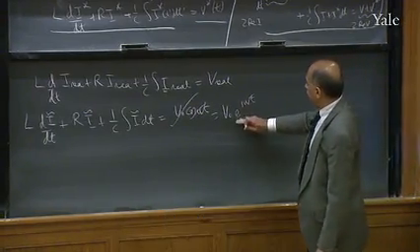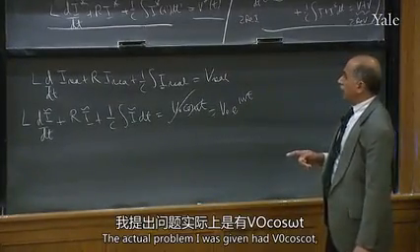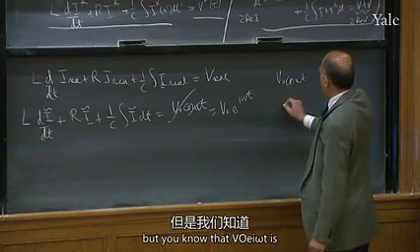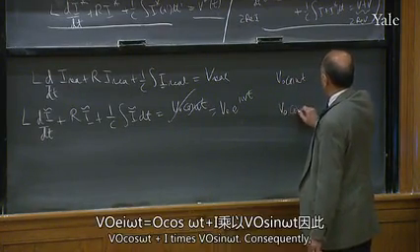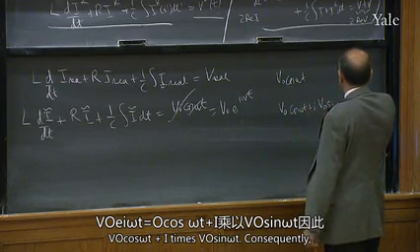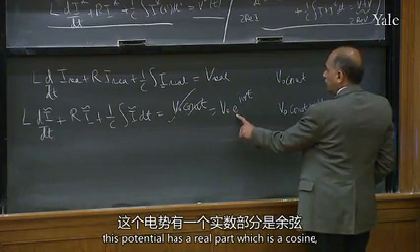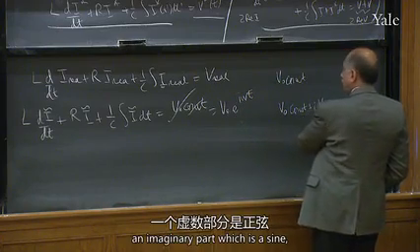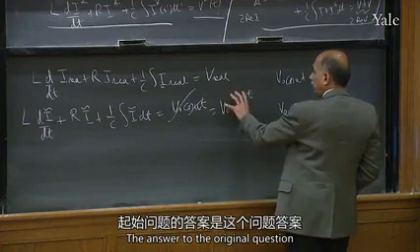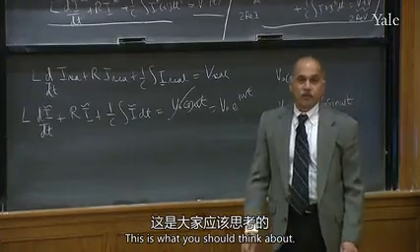So think of V e to the i omega t as the V in the previous problem. The actual problem I was given had V0 cosine omega t, but you know that V0 e to the i omega t is V0 cosine omega t plus i times V0 sine omega t. Consequently, this potential has a real part, which is a cosine, an imaginary part, which is a sine, and the current will have a real and imaginary parts, and the answer to our original question is the real part of the answer to this question. This is what you should think about, this part you should understand.